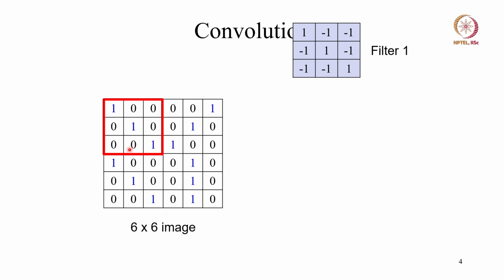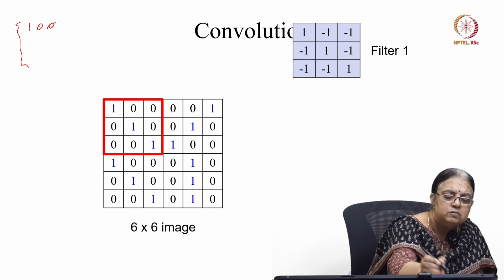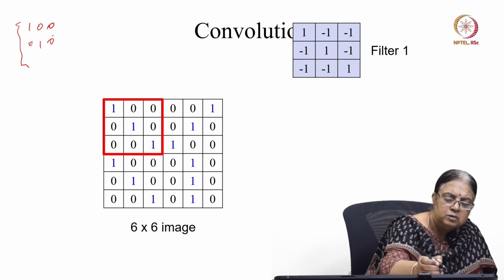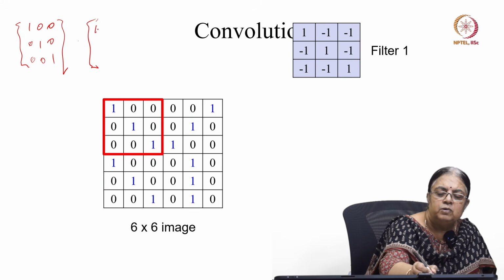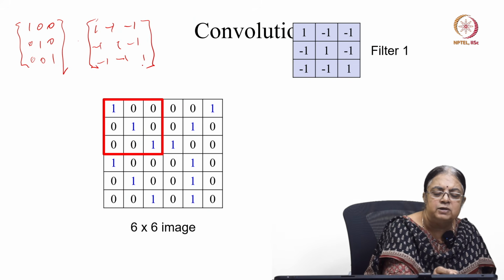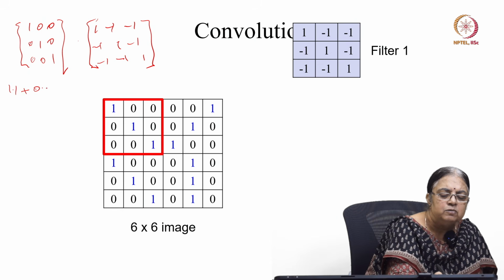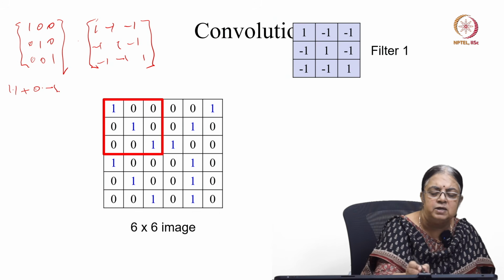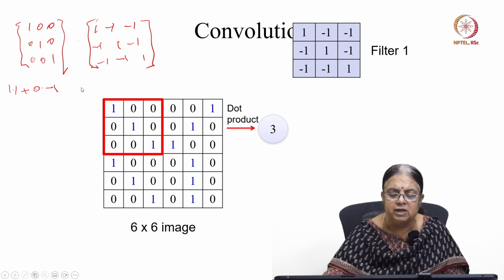It is like saying you are taking the dot product of 1 0 0 0 1 0 0 0 1 and 1 minus 1 minus 1 minus 1 1 minus 1 minus 1 minus 1 1. What you are going to do is take 1 into 1 plus 0 into minus 1, etcetera, for the entire patch. So what you are going to get here is 3, right?